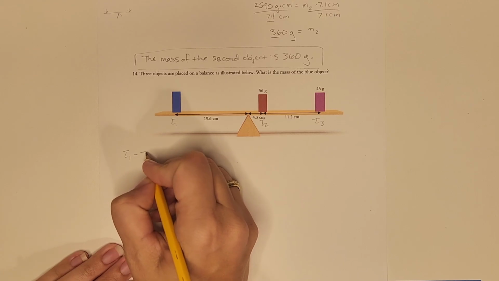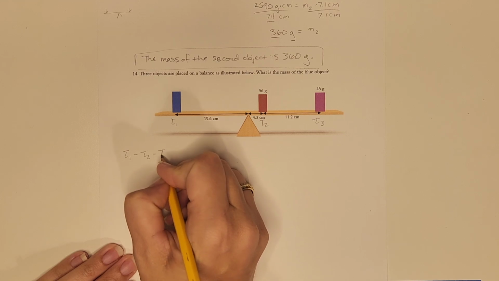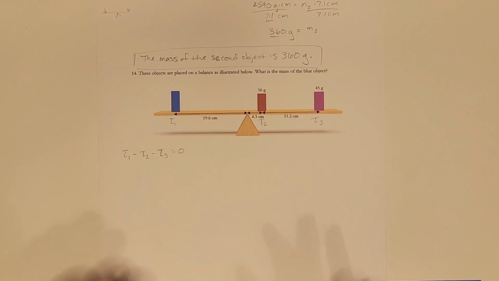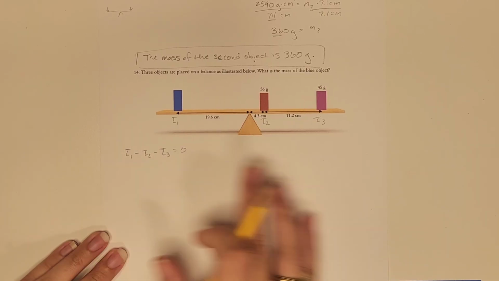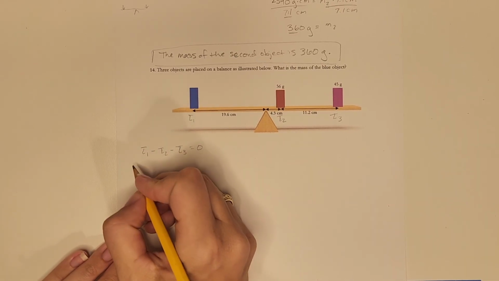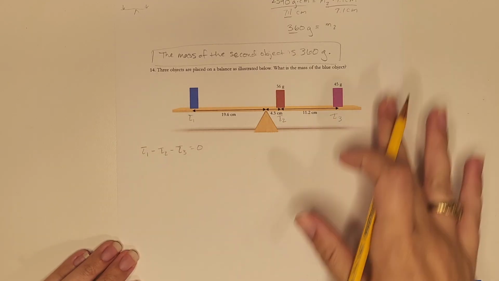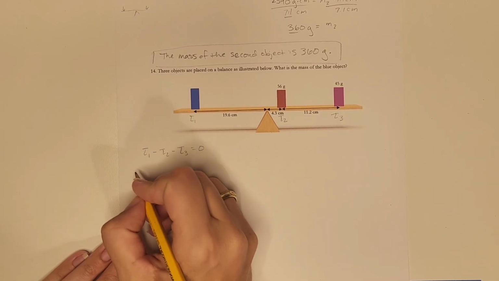So T1 minus T2 minus T3 is going to equal 0. Okay? And so we can just plug in everything that we know about each of these torques and solve for the mass of T1. So once again, gravity would be included because technically gravity is part of the force, but it's going to cancel out, so we're not going to worry about gravity.